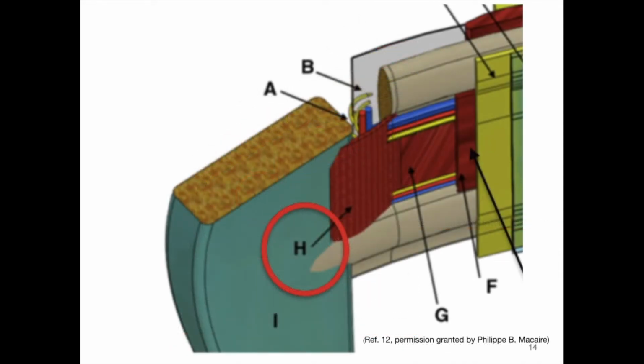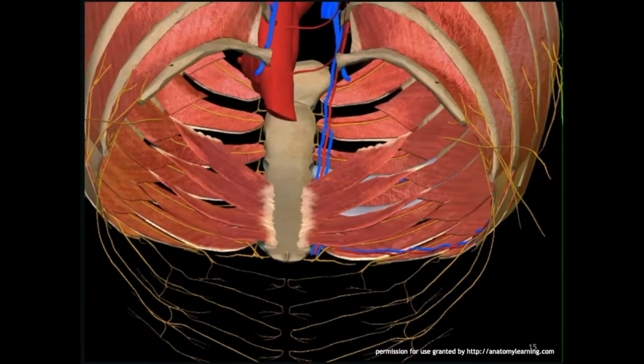Here again, much closer, you can see the transverse thoracic muscle with underneath the internal thoracic artery and vein, and also the perivascular sympathetic plexus around the internal thoracic artery. Also visible on the slide from another perspective.